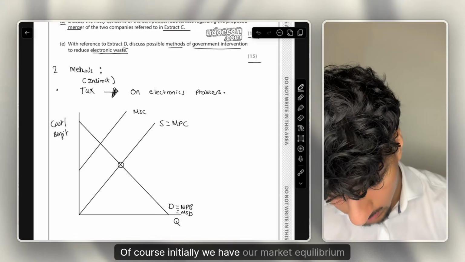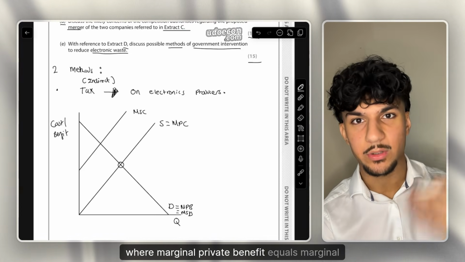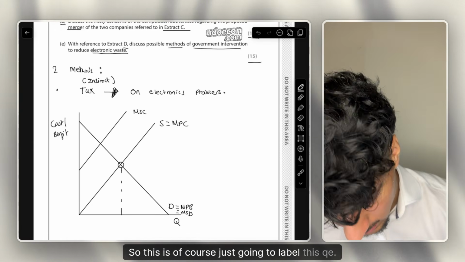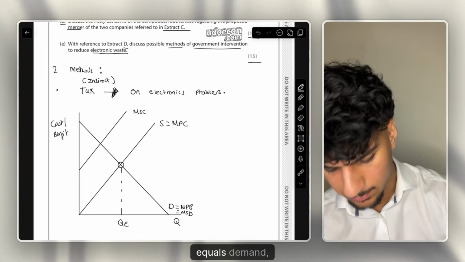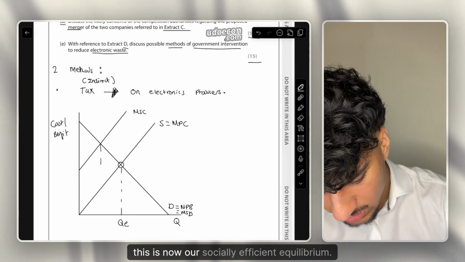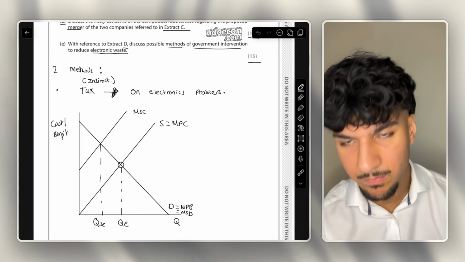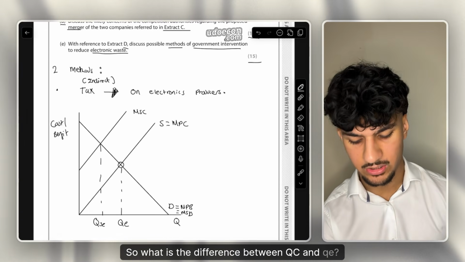Of course, initially we have our market equilibrium, where supply equals demand, where marginal private benefit equals marginal social benefit equals marginal private cost. So I'm just going to label this QE, and then of course where marginal social cost equals demand, this is now our socially efficient equilibrium. This is our equilibrium best for society. I'm going to label that QSE. So what is the difference between QSE and QE?